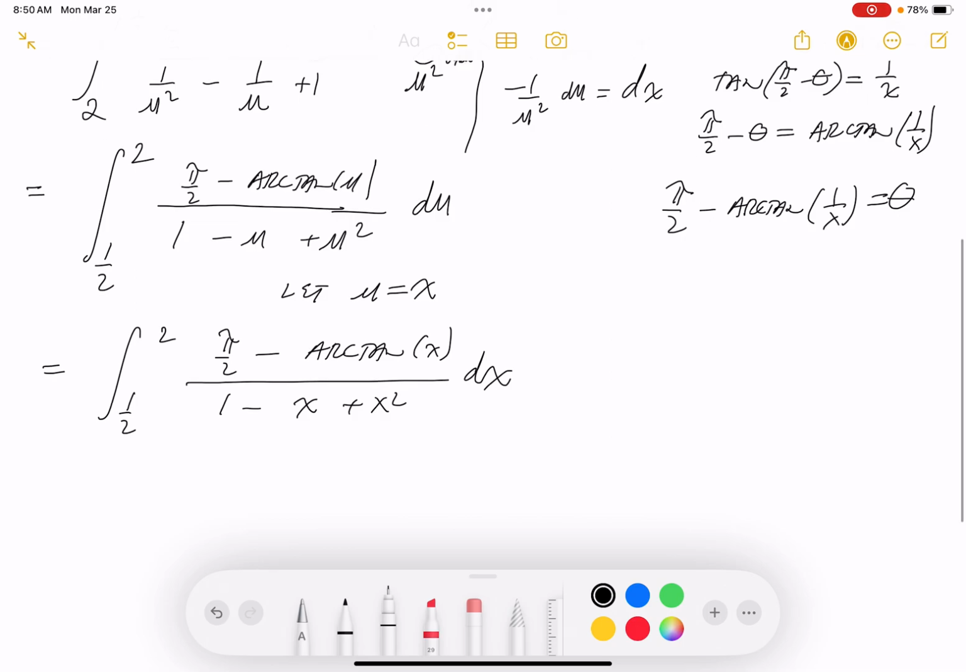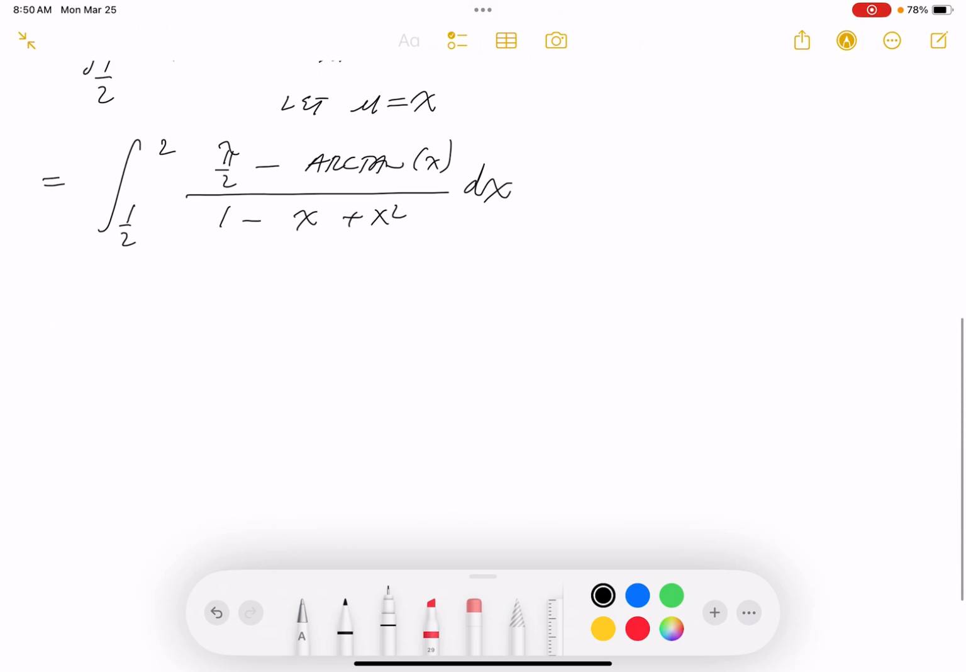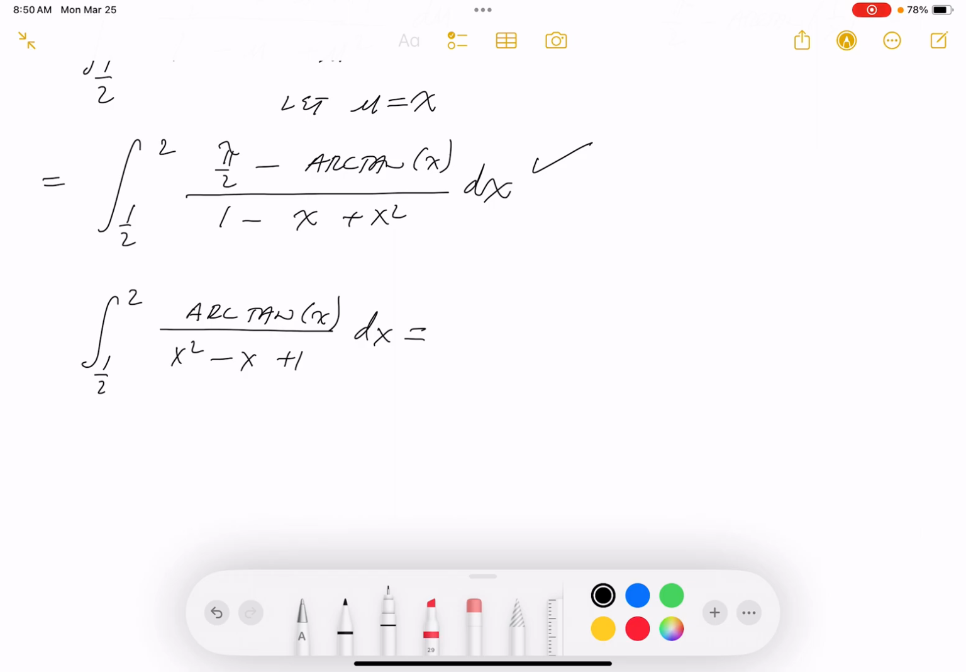Let's take a look at the original integration now. Let's write that down again. See if you can use any of this information over here. We got the integral from 1/2 to 2 of arctangent of x over x squared minus x plus 1 dx. That's the original problem, and we just showed it's really the same thing as this one over here.